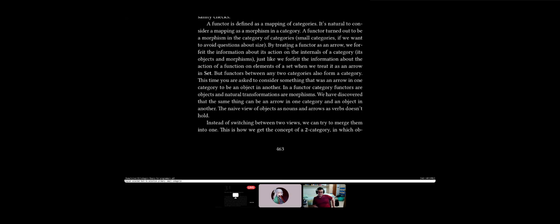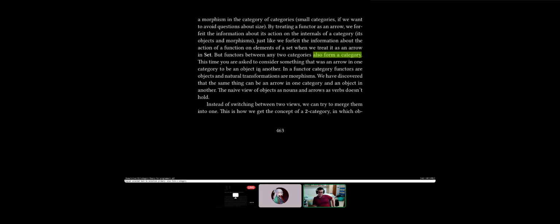Yes. A functor is defined as a mapping of categories. It's natural to consider a mapping as a morphism in a category. A functor turned out to be a morphism in a category of categories, small categories if we want to avoid questions about size. And by treating it as an arrow, we forfeit the information about its action on the internals of a category, its objects and morphisms, just like we forfeit the information about the action of a function on elements of a set when we treat it as an arrow. Yes. But functors between any two categories also form a category.